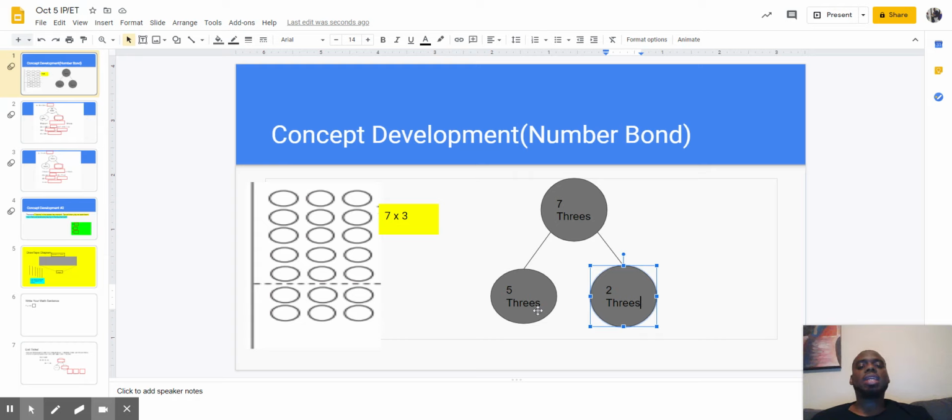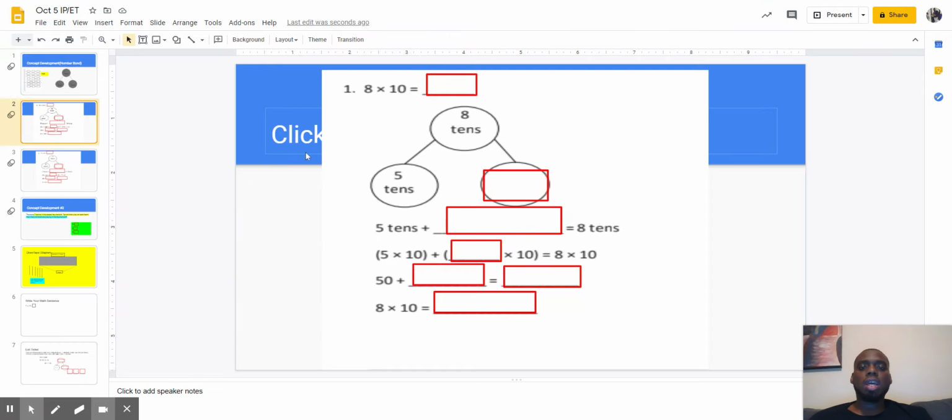And you're going to write it inside your number bond. Then you're going to continue on. And once you get to this, anything with a red box, you can write in, friends. Anything with a red box, you can write in. Just like the number one we did before, it says 8 tens. So we know this is 8 tens. In order to break it up, we have 5 tens. So 5 plus what equals 8? 5 plus what equals 8?